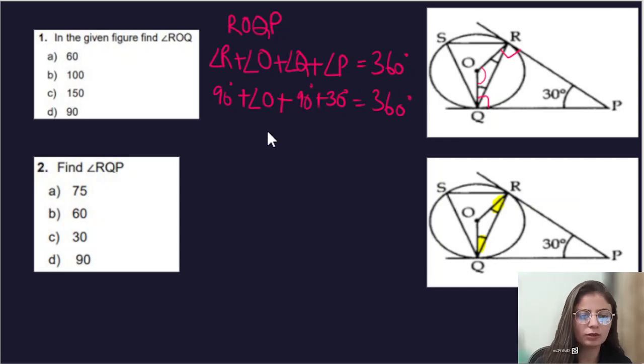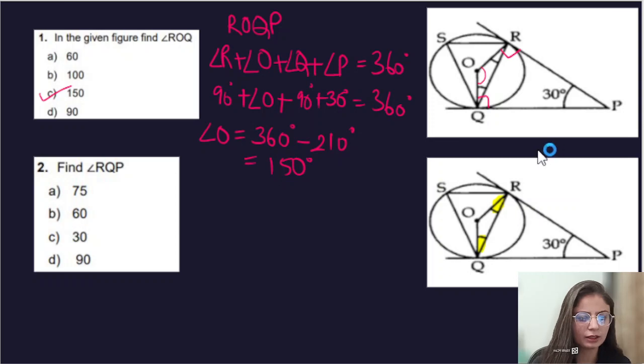So let's solve this equation and find angle O. So angle O will be 360 minus, so 90 plus 90 is 180, 180 plus 30 is 210. So what would be the answer? This will be 150, right? So this angle ROQ would be 150. So option C is correct.